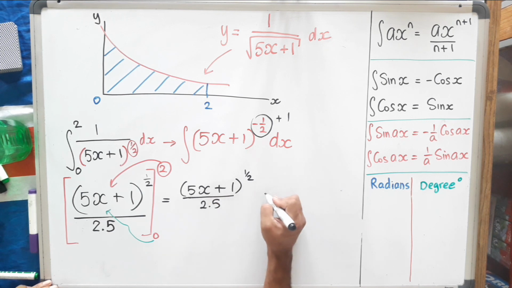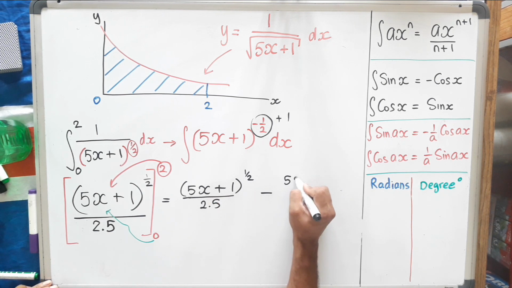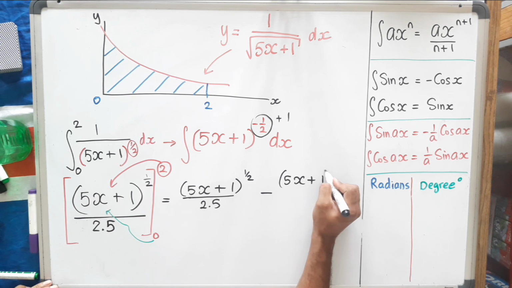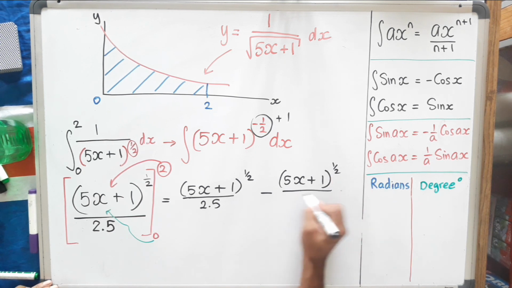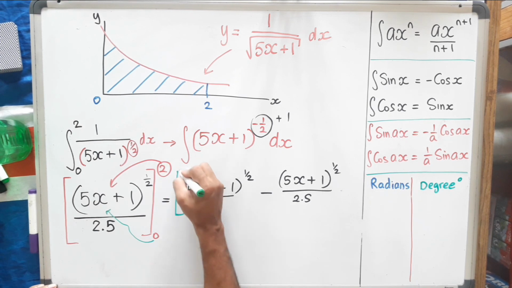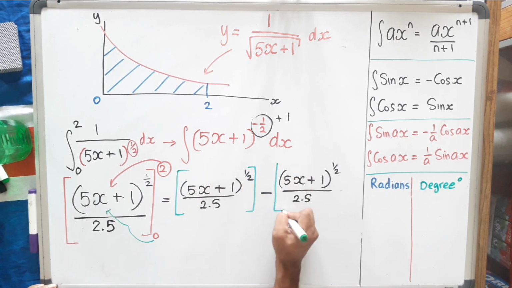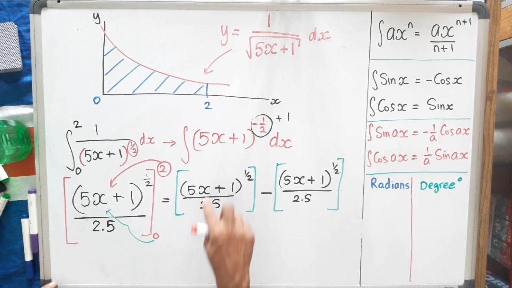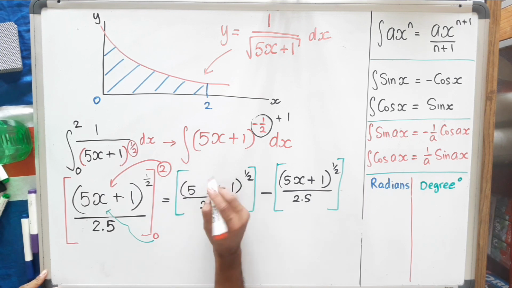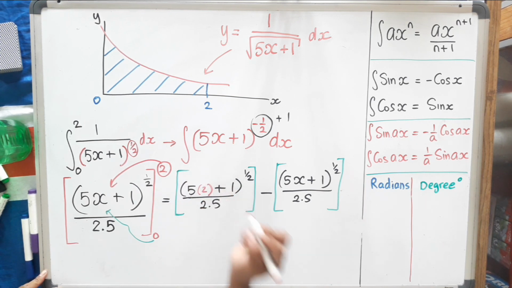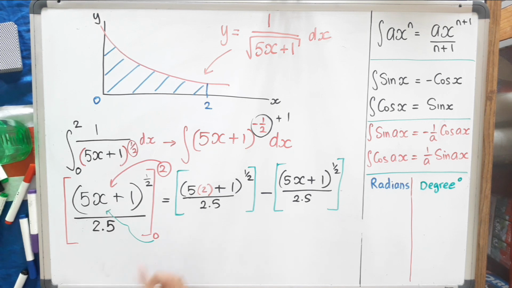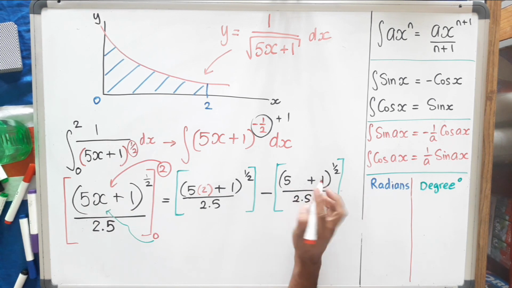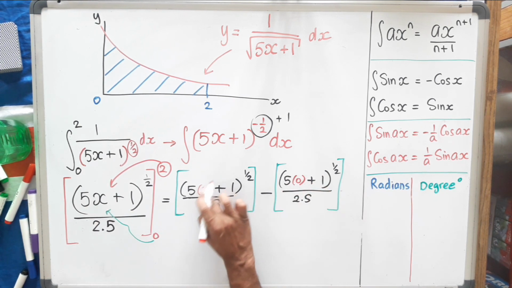Alright. I'll put in my brackets just now. Remember, this is supposed to go in brackets, and this is supposed to go in brackets, and you have the mandatory minus sign. In the first one, we have to replace x with 2. In the second one, we have to replace the x with 0. I can write this 2 a little better here.